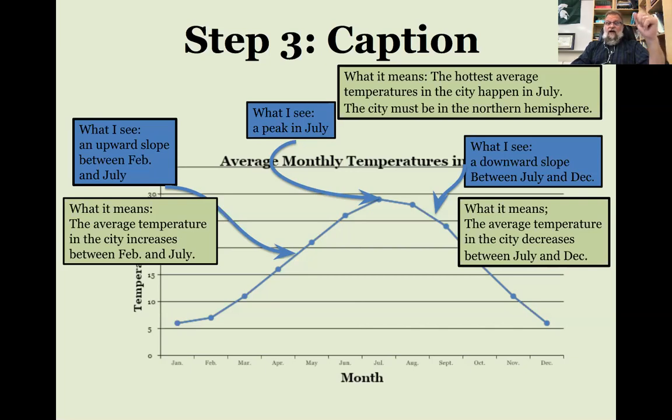And then after July, we see that there's an average decrease in temperature between July and December, dropping back down to approximately 6 degrees Celsius in December.